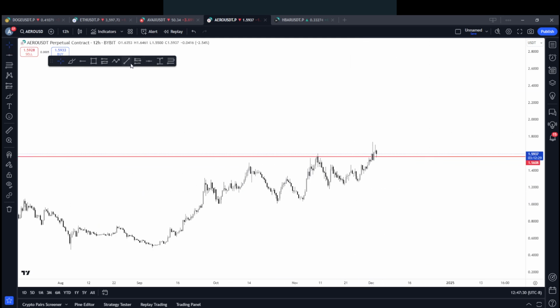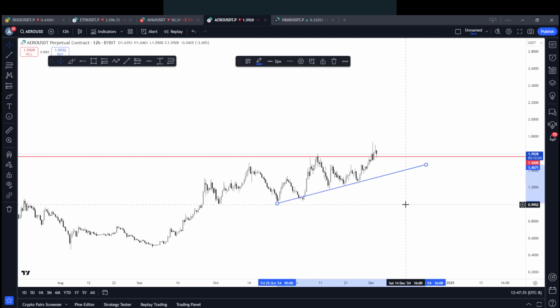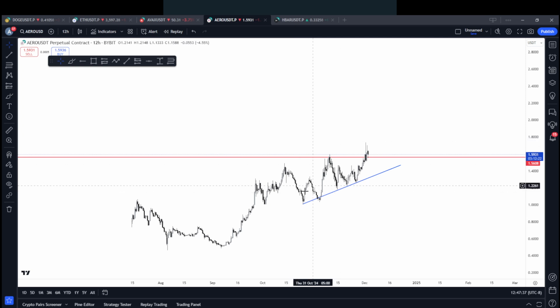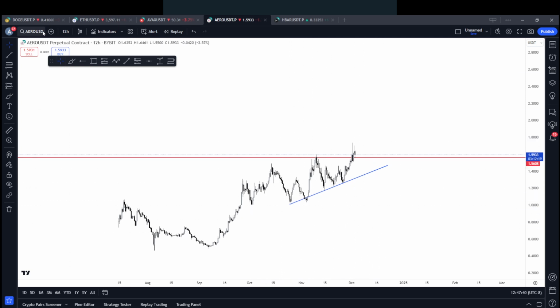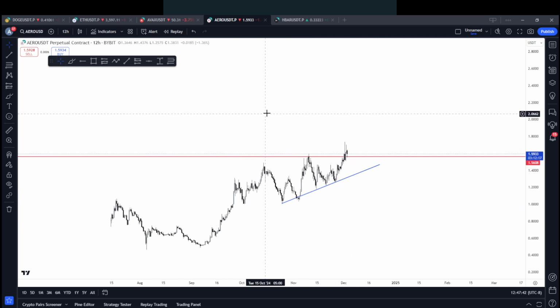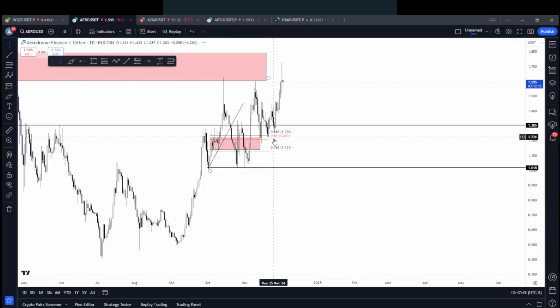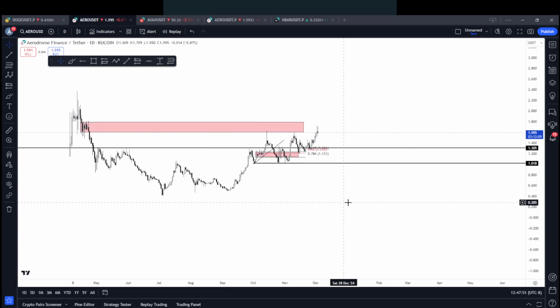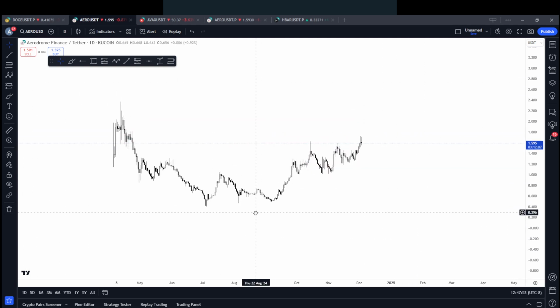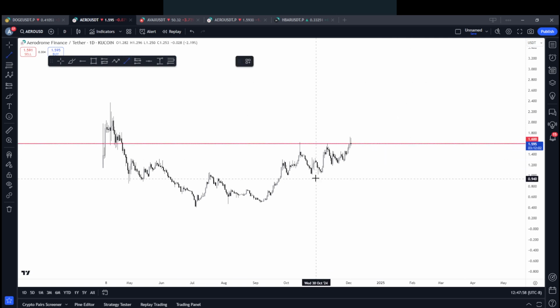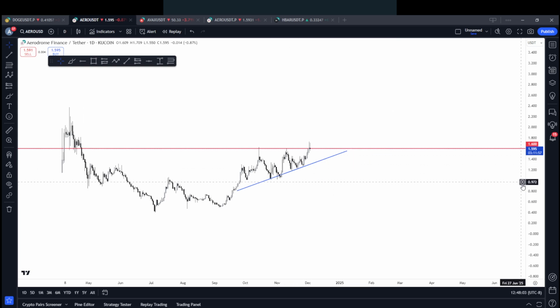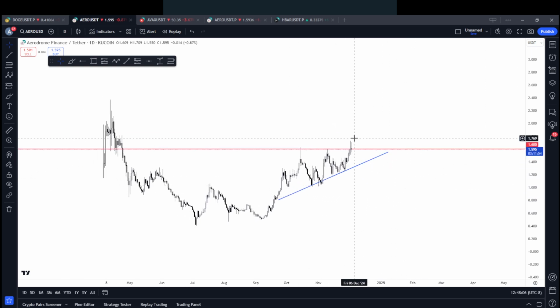So we have an ascending triangle here. One sec, is this the oldest chart? Nope, it is not. Let's look at this one. All right, ascending triangle. We are flirting here with a breakout.